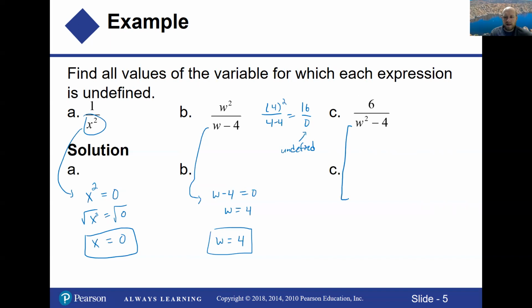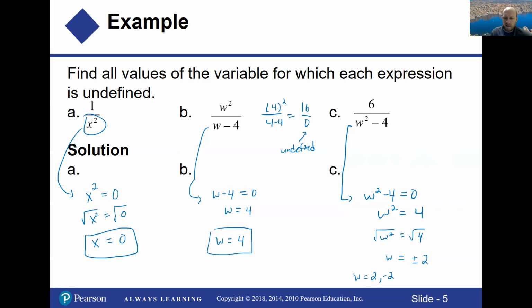Again, if you don't recognize that, take your denominator and set it equal to 0, and then solve. So we have w squared equals 4, and then we square root, right? And this is where you have to go back to the last chapters and know that when we square root this, we also have a positive or a negative value. So the square root of 4 is plus or minus 2. So when is this rational expression undefined? When w is equal to +2 or -2.